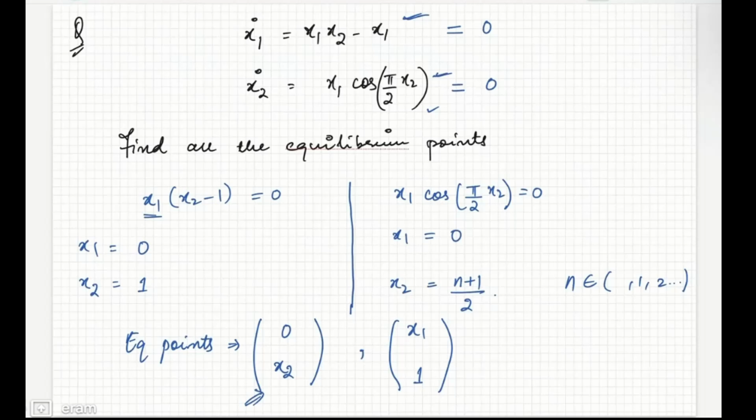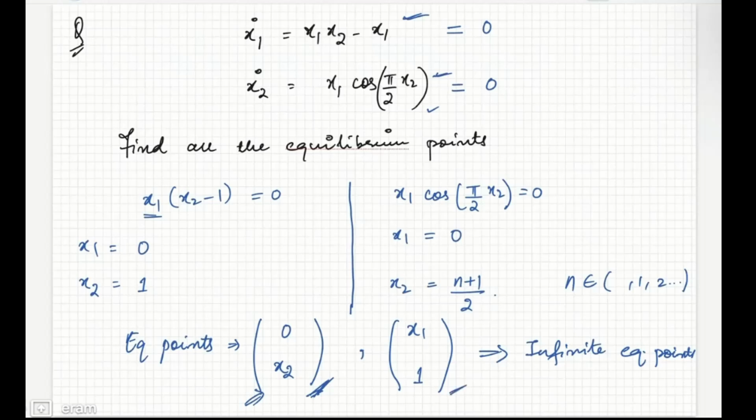So how many equilibrium points do we have for this system? Not 2, but infinite. We have infinite equilibrium points, right? Because the first set tells us you take x1 as 0 and you take x2 as any value. So x2 can be anything. There are infinite values of x2 with x1 equals 0, so there are infinite possibilities for this one, and an infinite number of equilibrium points.